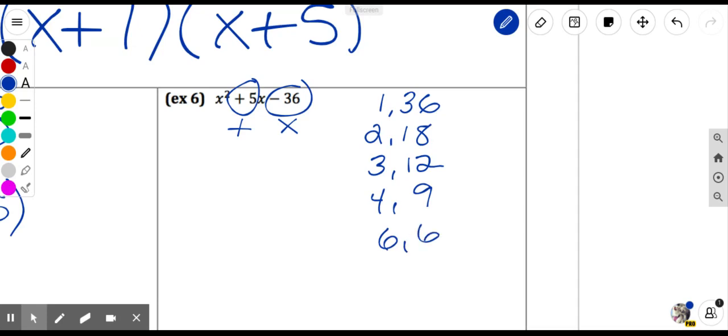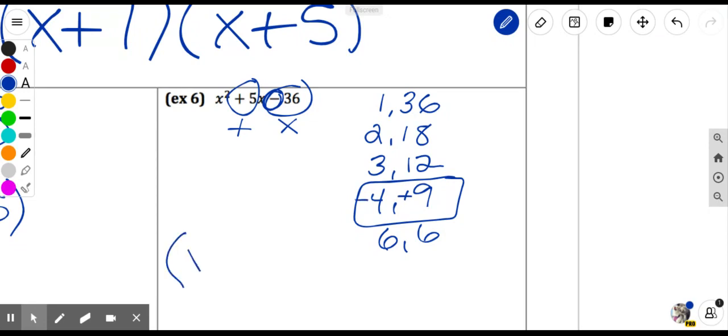Again, this one is a negative 36. So we need one positive and one negative in order to multiply to a negative 36. So basically, of these factors, we want to figure out if one was positive and one was negative, could we add them together to get a positive 5? So basically, we want to find a pair where the difference is 5. So that would be 9 and 4. And then again, you match the sign of the bigger number with the sign of the middle term. So this is going to be positive 9 and negative 4.